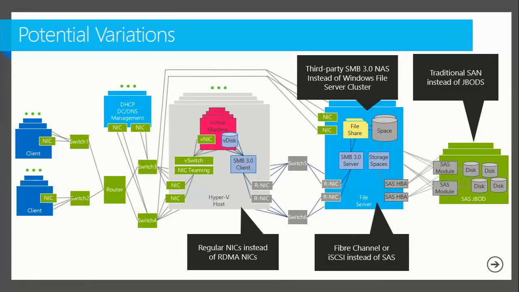A few variations. You can do third-party NAS. Both EMC and NetApp are offering SMB 3.0 solutions. Samba is already offering 3.0 as well on Linux. That's an alternative. You can use SAN instead of the SAS JBOD. That's a fine alternative as well. You can use Fiber Channel or iSCSI instead of SAS. You can use regular NICs instead of RDMA NICs.